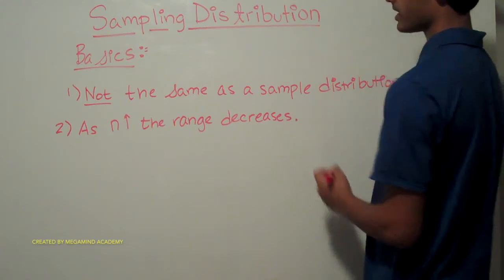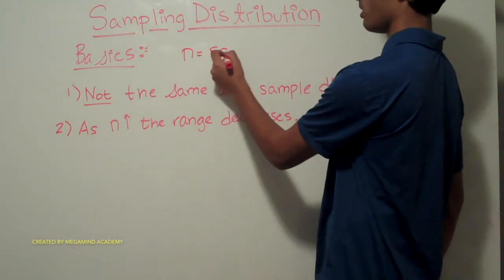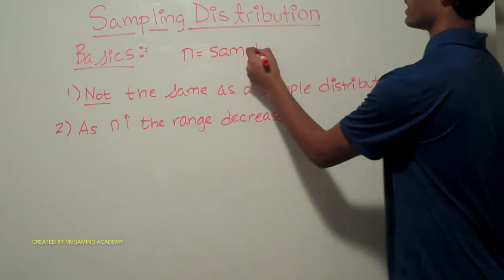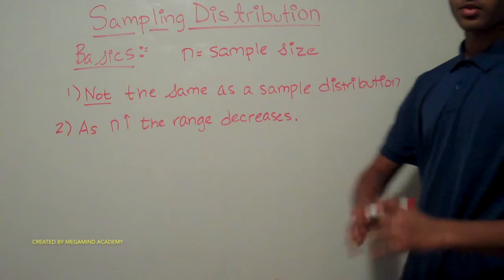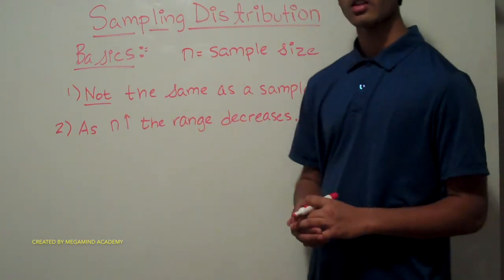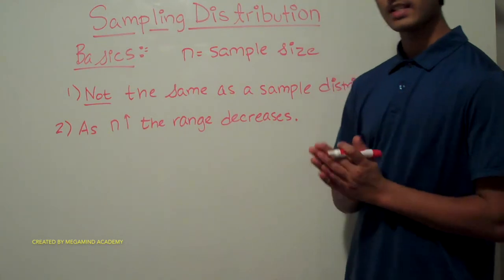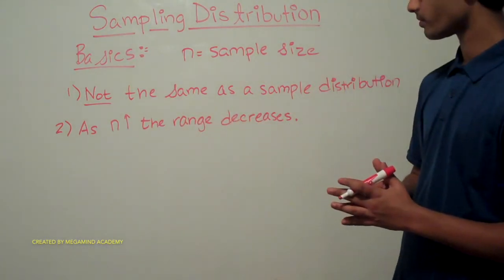Okay, so let's think about this for a second. First, we have to remember what n is. N is equal to the sample size. So as we increase the sample size, the range of our histogram is going to decrease. So what does that mean? Well, it means that our averages are going to get closer and closer and closer together.